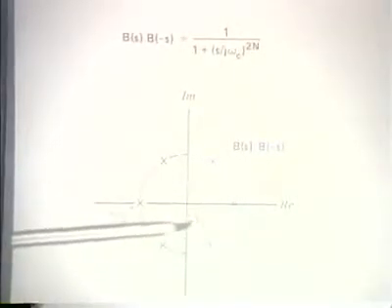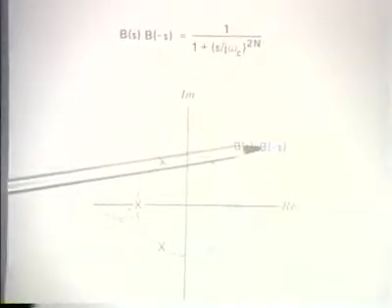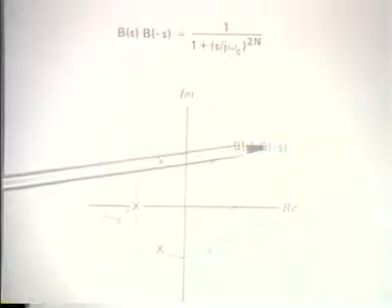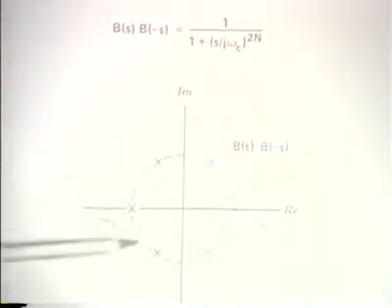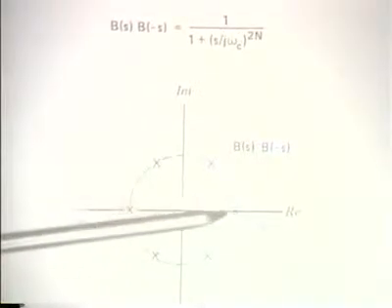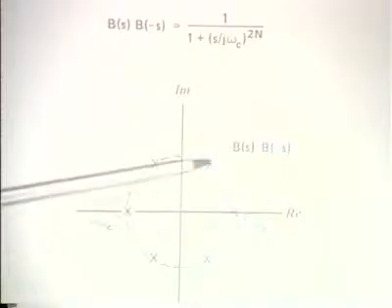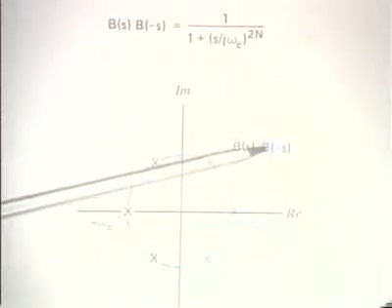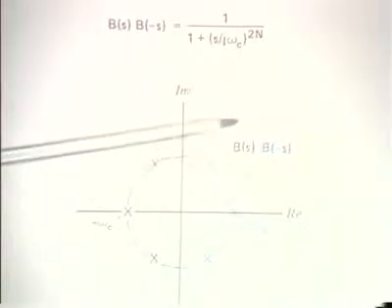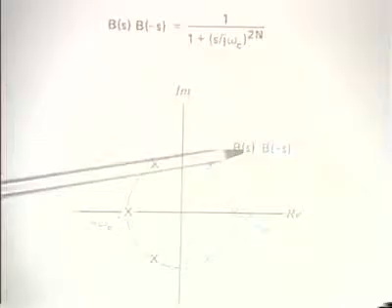Here I've illustrated the poles of B of s times B of minus s for the specific case where capital N is equal to 3. So there are a total of 6 poles around this circle. And for this specific case, the poles are spaced by 60 degrees. Now, we have B of s times B of minus s. To get the system function for the Butterworth filter, we'd like to get B of s. And the question now is, how do we get that?